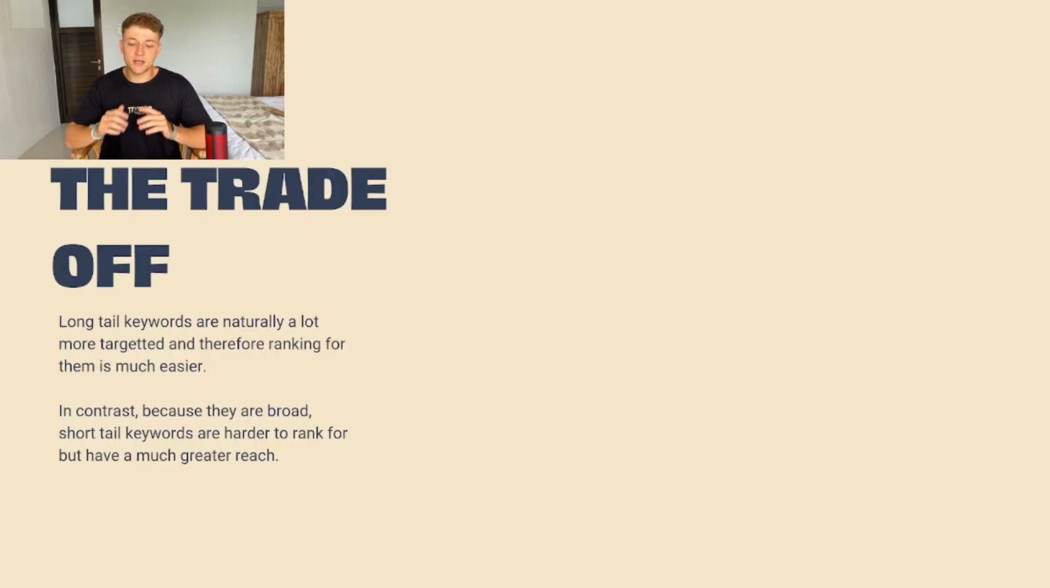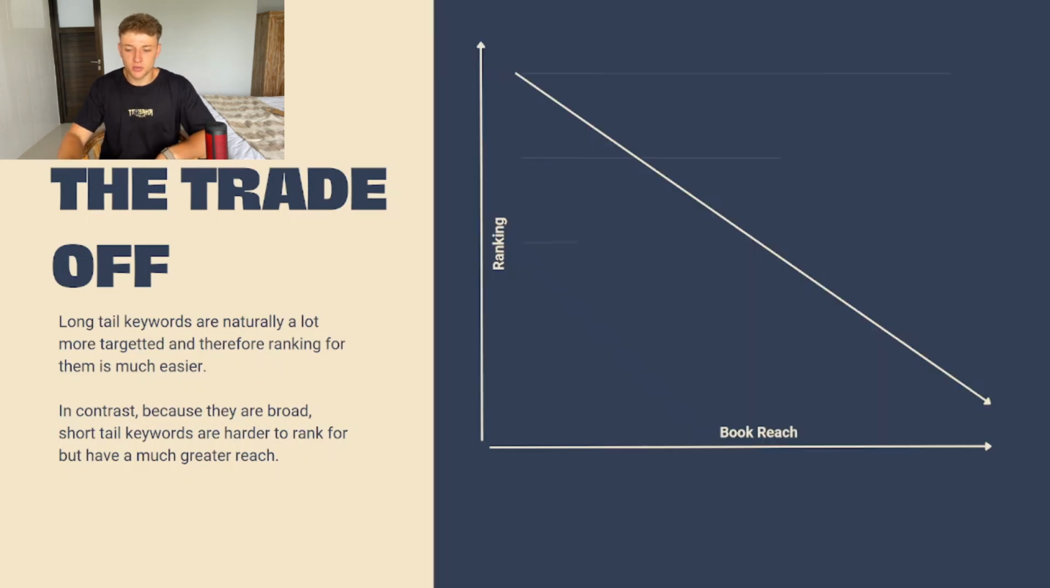In contrast, because they are extremely broad, short tail keywords have a much greater reach because loads of different products relate to them, but because of that, they are much harder to rank for. So which is the best one to choose? It's all about finding a trade-off. So I just created this quick graph. On the left-hand side, you can see how easy it is to rank for a certain keyword, and on the bottom, how easy it is to reach a greater number of people. So the greater your book reach, the greater number of people you're going to reach with your keyword.